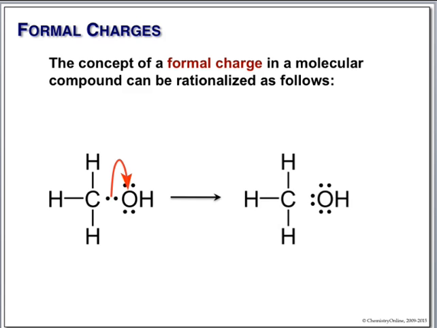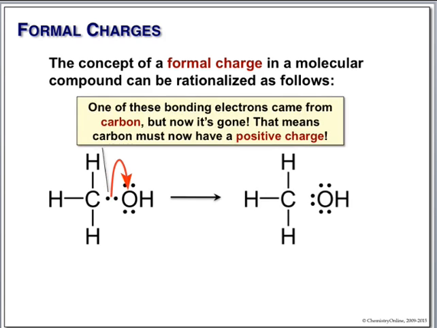Well, if you thought about doing this, this is going to place extra electrons on this oxygen at the expense of the carbon. We started off neutral, we've taken the electron away, and now this must be positive. Oxygen had one electron here, now it has two. It must therefore be negative.